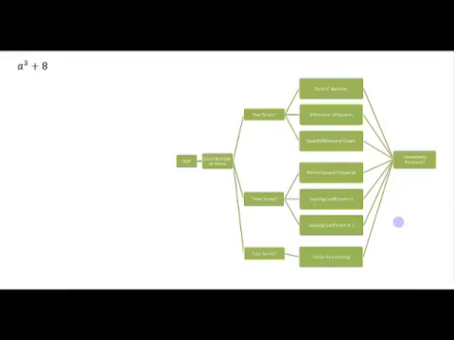A cubed plus 8. Let's check for a greatest common factor. There is none here, so we'll count the number of terms. 2 terms. So, is it a sum of squares? No. A cubed is not a square, and 8 is not a square. So it can't be a difference of squares either. It's a sum of cubes.